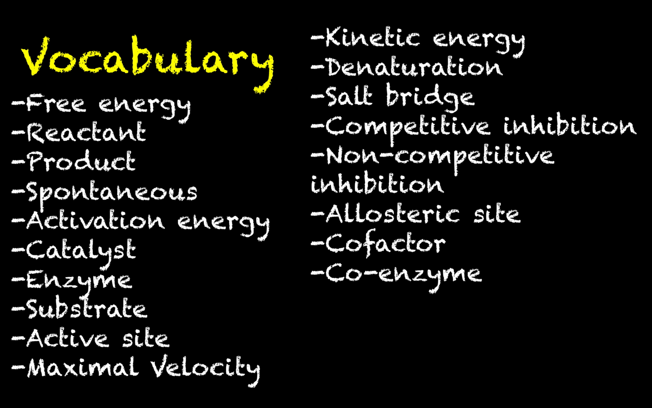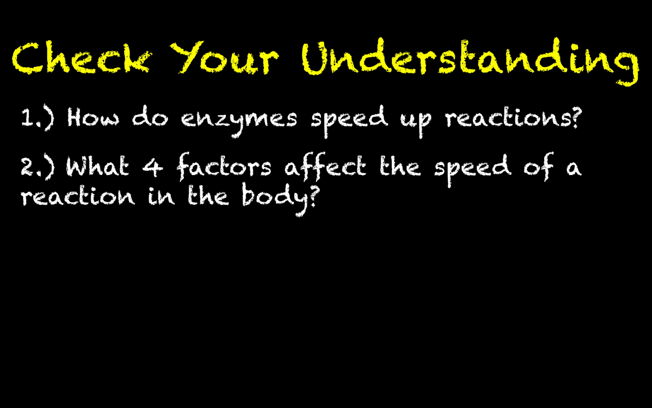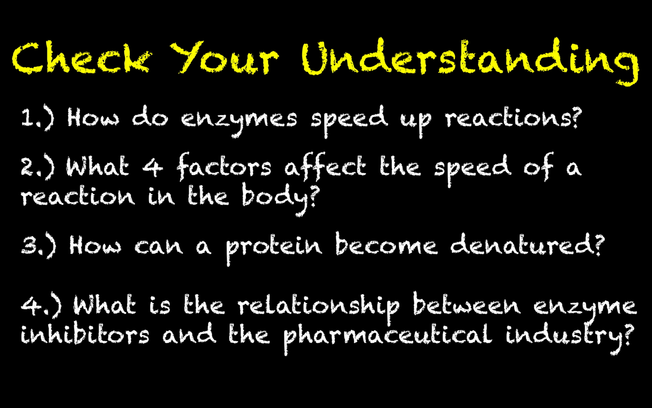So that's going to pretty much do it for this video. Here is a list of vocabulary terms I think you ought to know after watching this video. And then for checking your understanding, number one, how do enzymes speed up reactions? Number two, what four factors affect the speed of a reaction in the body? Number three, how can a protein become denatured? Number four, what is the relationship between enzyme inhibitors and the pharmaceutical industry?